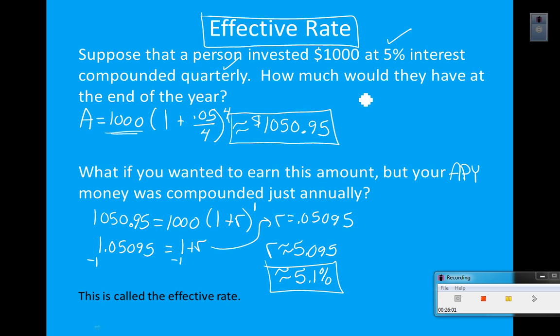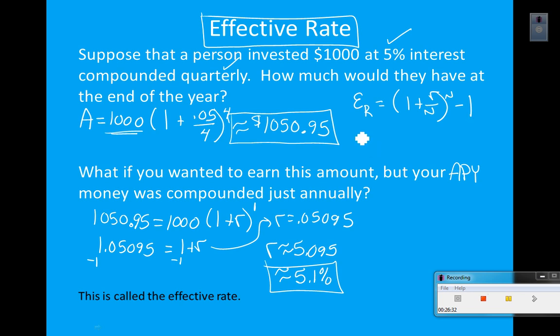The effective rate formula looks like this: E subscript r. Our effective rate is just 1 plus the interest rate we're talking about, divided by the number of compoundings we're talking about, raised to the n, minus 1. That'll give me the effective rate.